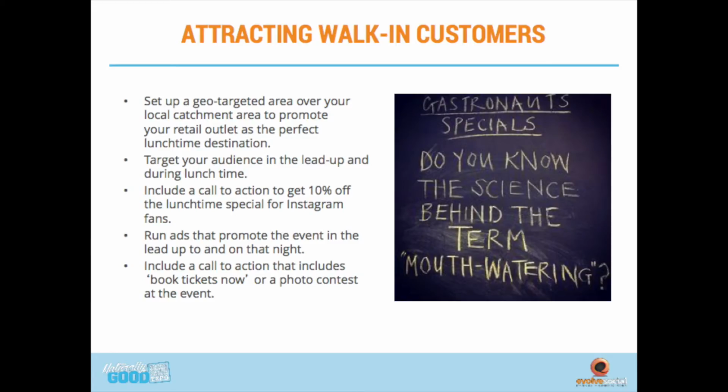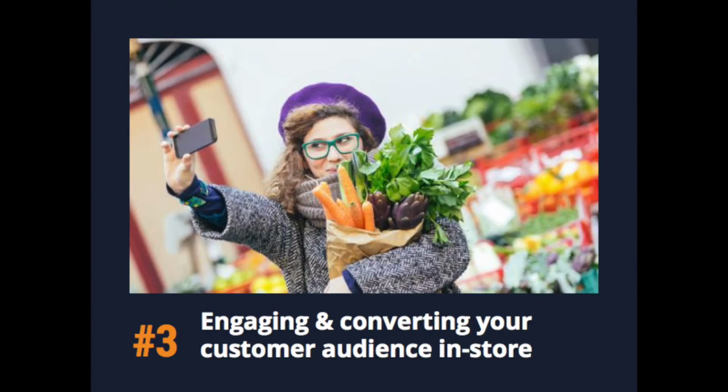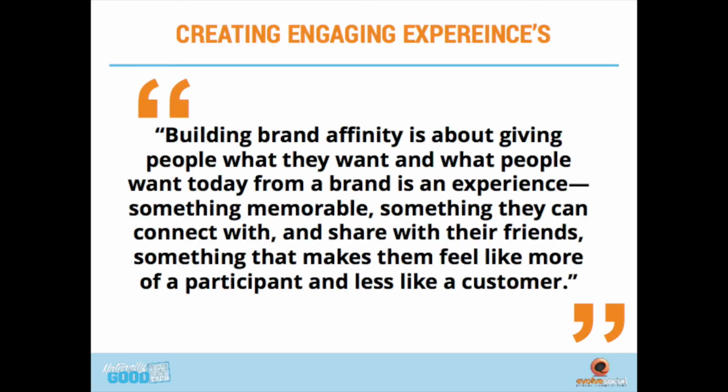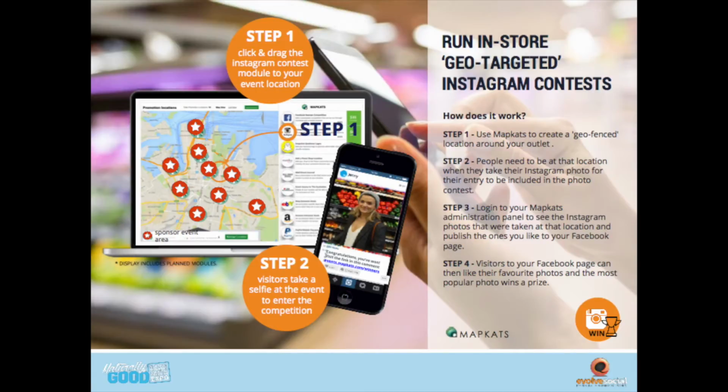So what I'll get onto now is the engagement side, creating promos, which is really important as part of that engagement process, really getting them engaged. So as I said, building brand affinity is about giving people what they want, creating an experience, something they can connect with, share with their friends, so they don't feel just like a customer, but more of a participant. So same principle again, running geo-targeted, but this time we're running a competition. So what we want them to do is take a photo with a particular hashtag for their chance to win a contest. But it's not just that, it's what we do with that content once we actually get it.